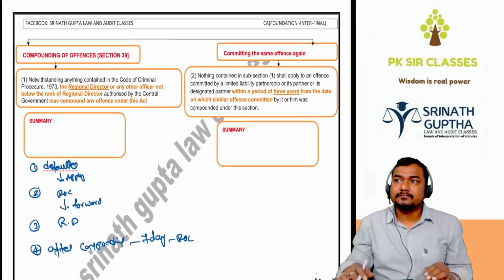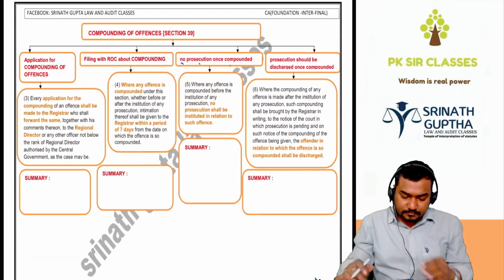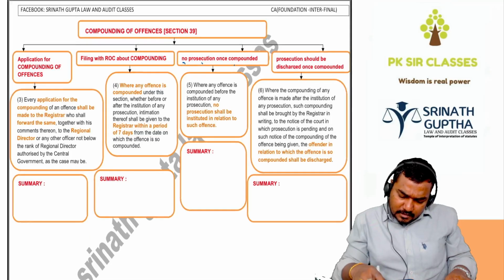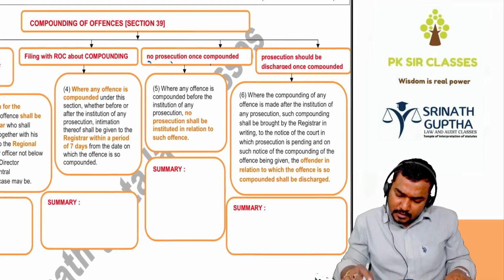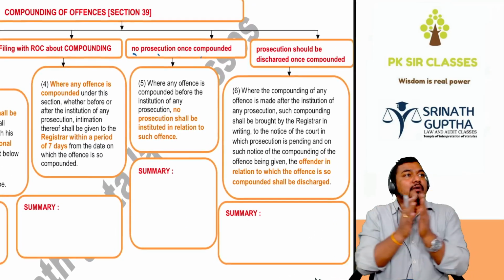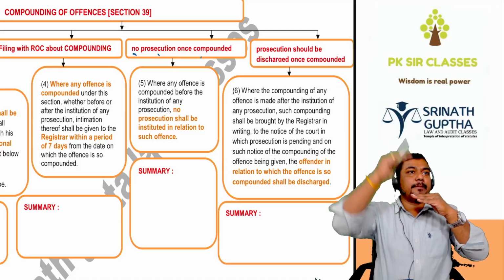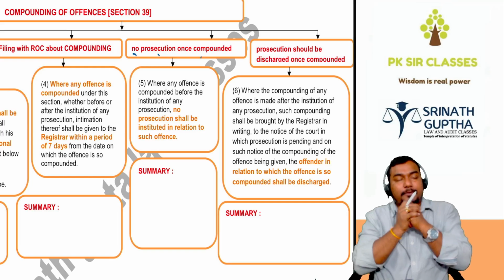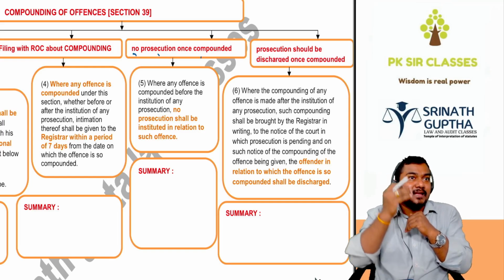Then clear. Next, prosecution. Once you are compounding, beta, there will not be any prosecution, there will not be any further prosecution. We can also compound after starting of the prosecution.